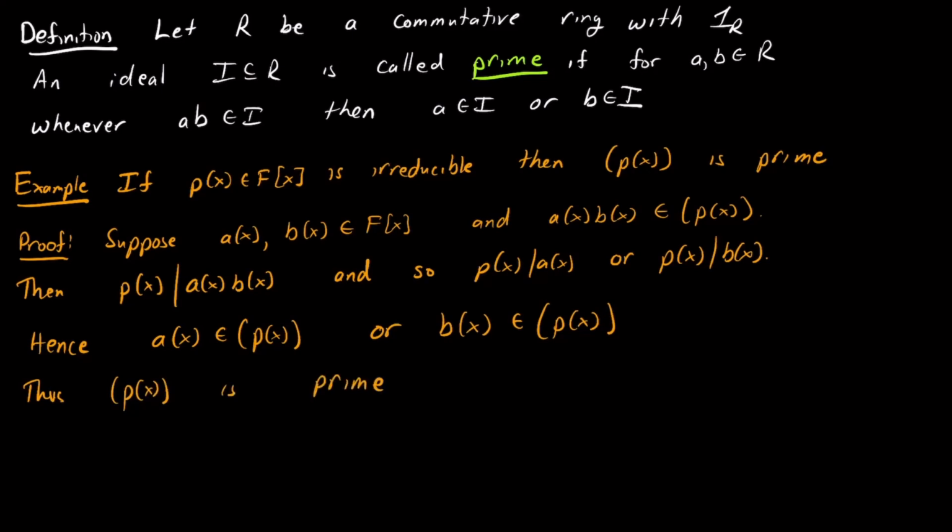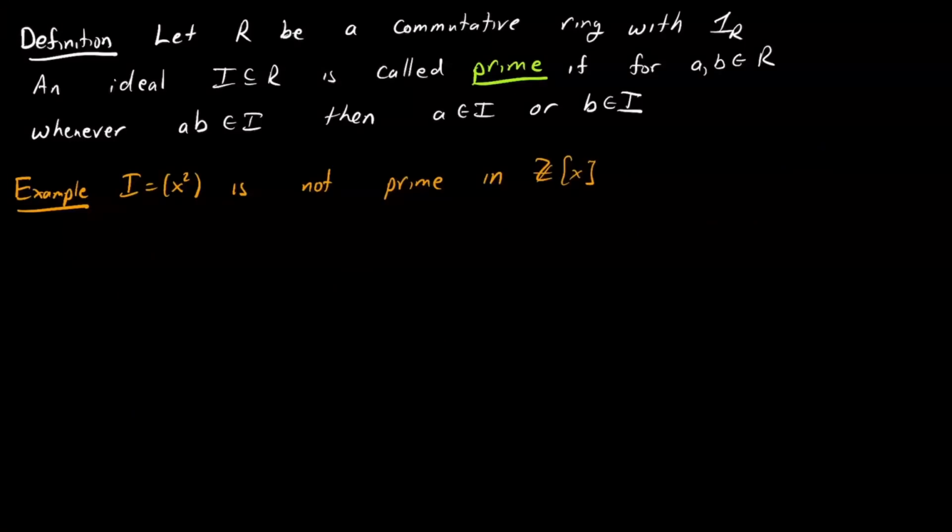Okay, so this is an example of a prime ideal. Okay, so here's an example of an ideal that's not a prime ideal. So I'll take I to be the ideal generated by x squared inside of Z[x]. And the question you might ask is, why is this not prime? Well, one thing I know is that x squared, which is equal to x times x, is an element of I, right? x squared can just be written as x squared times the polynomial 1. So x squared is in this ideal, but x is not an element of I.